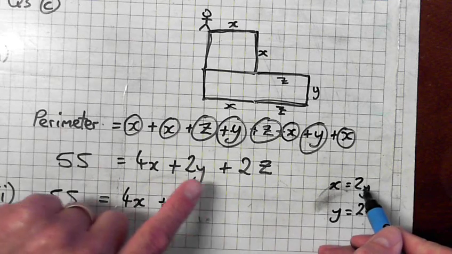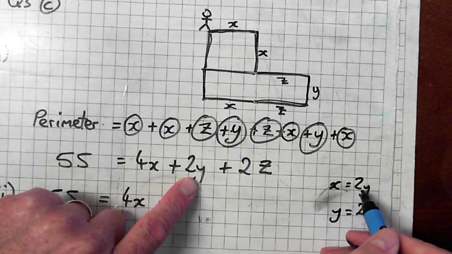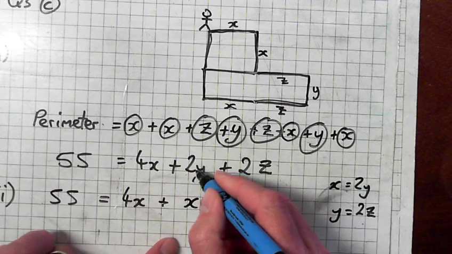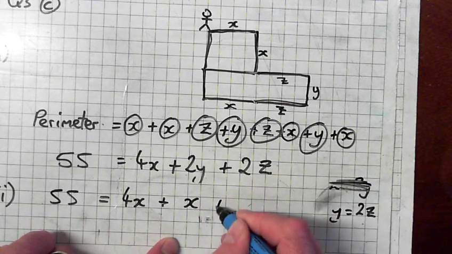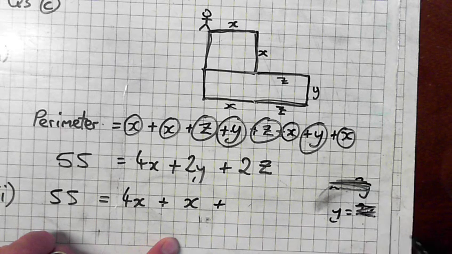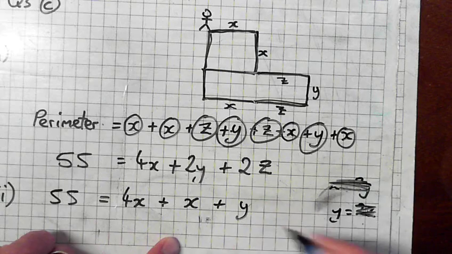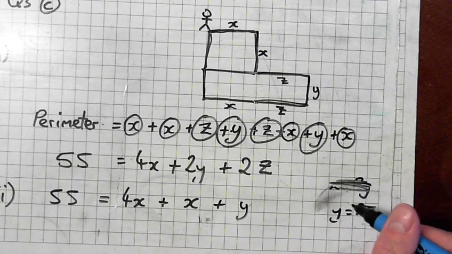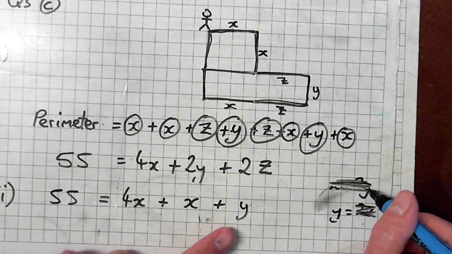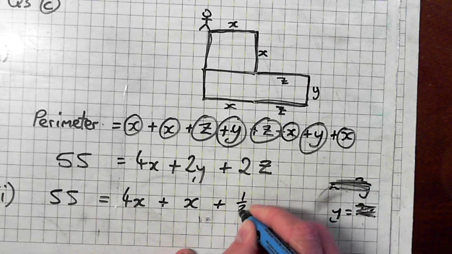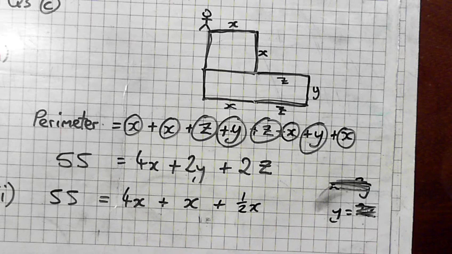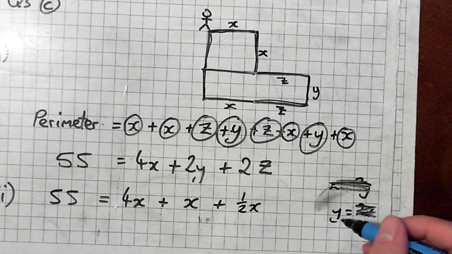So 2y is equal to x, isn't it? Yeah. So I just write down x there instead of 2y. 2y is equal to x. 2z is equal to y. But what's 2y is equal to x? So 1y is equal to half x. 2z is equal to y.